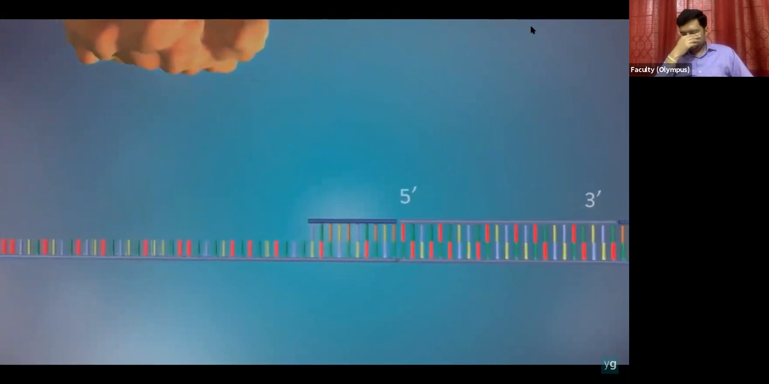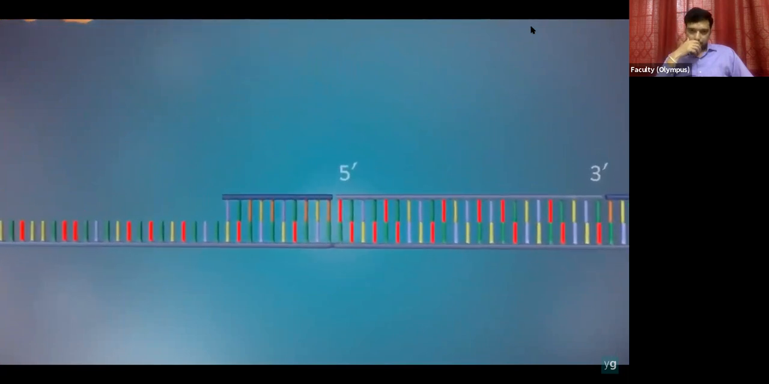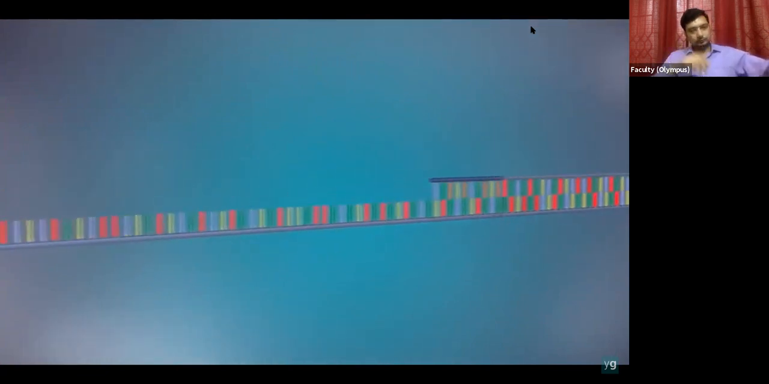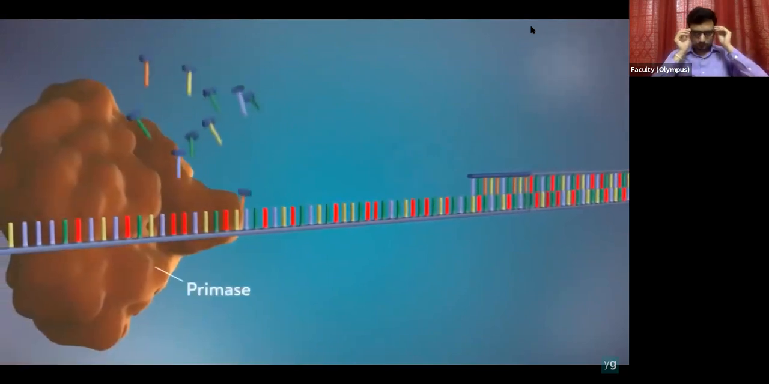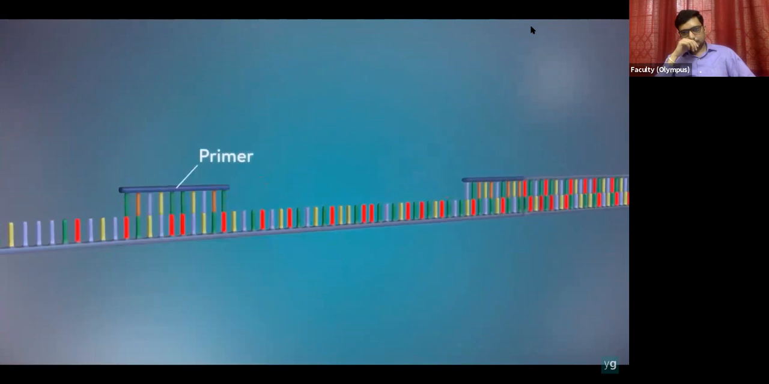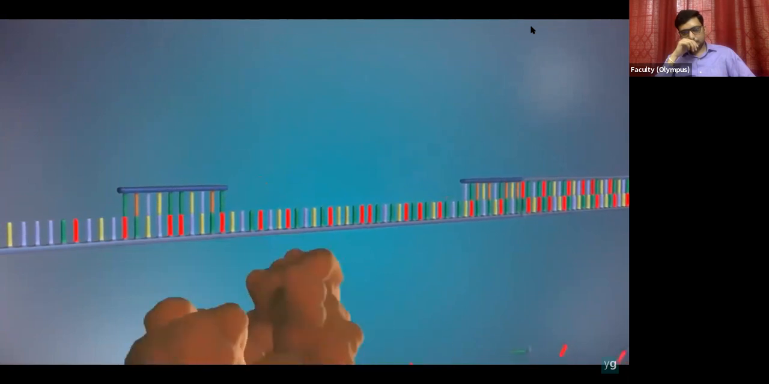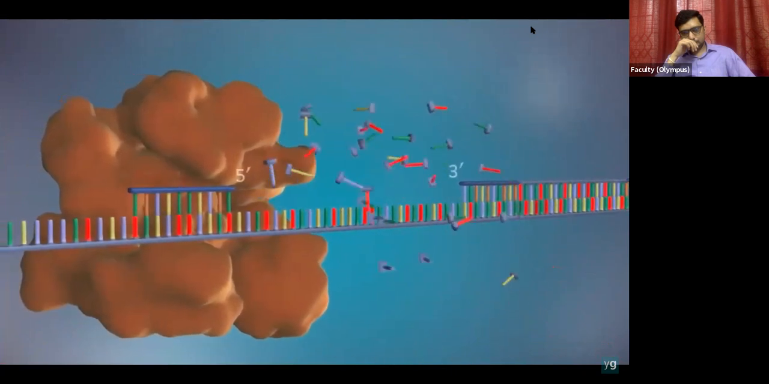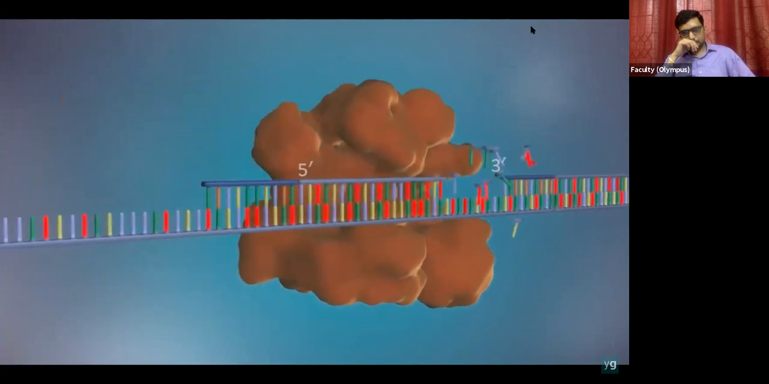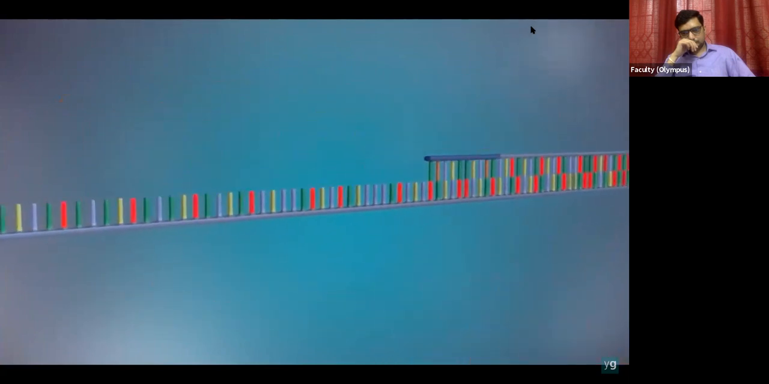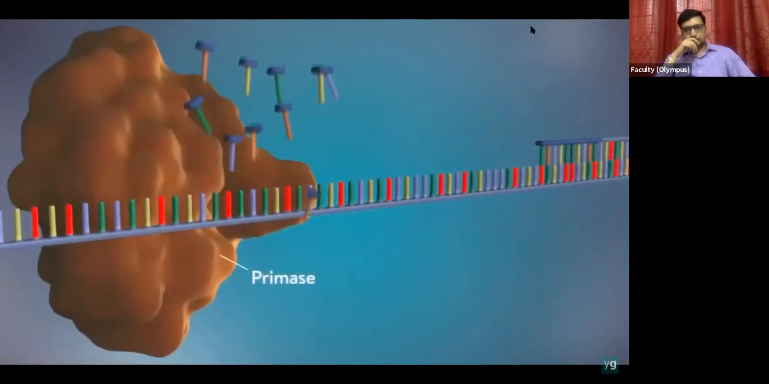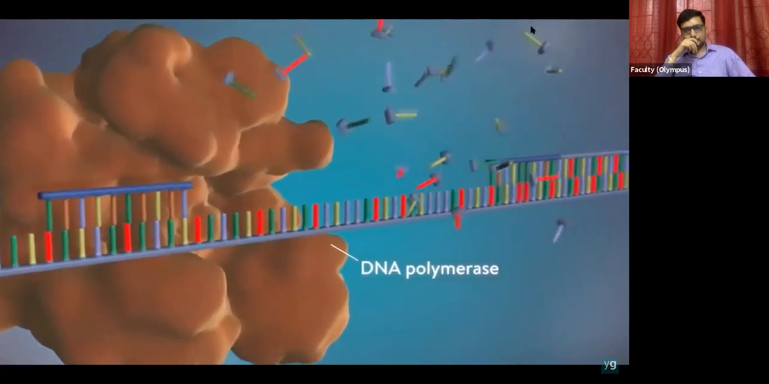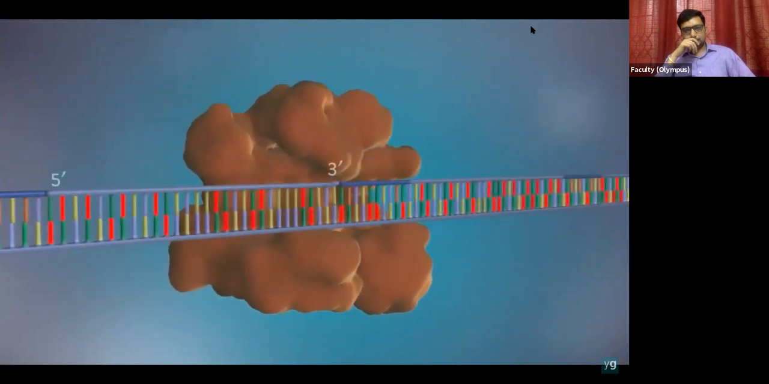The DNA polymerase can therefore only make this strand in a series of small chunks called Okazaki fragments. Each fragment is started with an RNA primer. DNA polymerase then adds a short row of DNA bases in the 5' to 3' direction. The next primer is then added further down the lagging strand. Another Okazaki fragment is then made, and the process is repeated again.